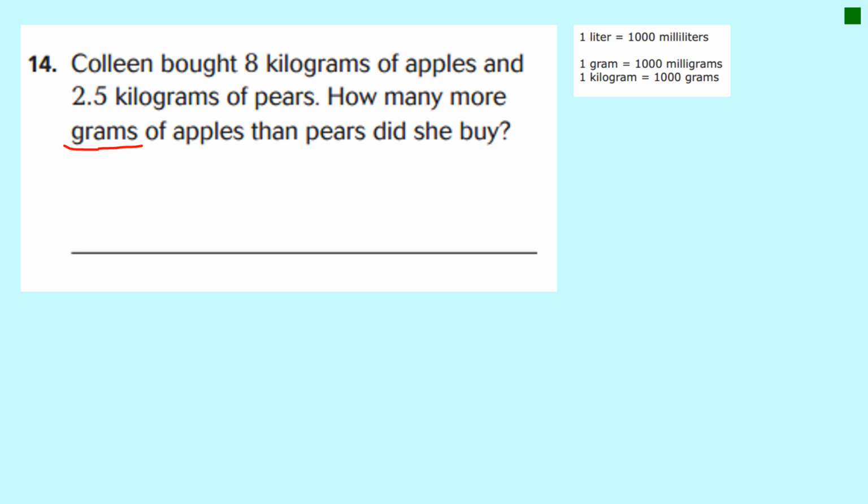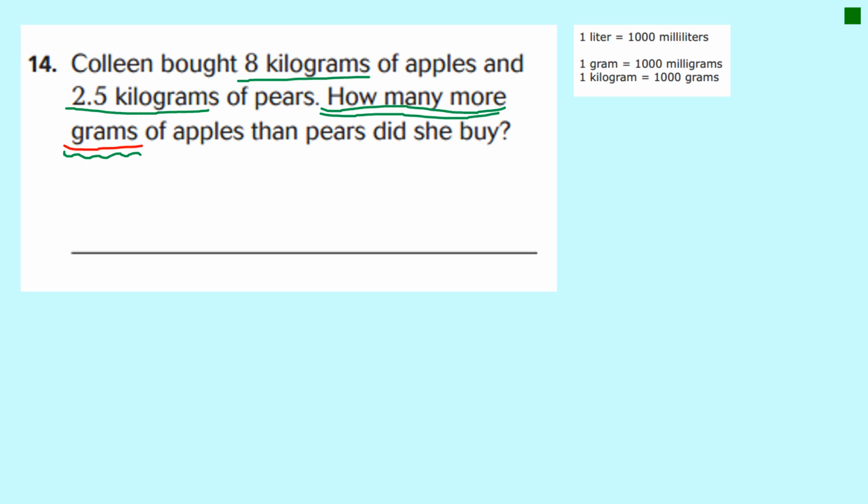Okay, so what they're telling us is what she bought in kilograms, but then they want the answer in grams. Well, little tricksters, aren't they? So let me see what they're asking again. How many more? What operation is that when they're comparing? How many more? What's the difference between the 8 kilograms and the 2 5/10 kilograms? How many more? Subtraction, right? All right, so how about we just change both of these to grams?